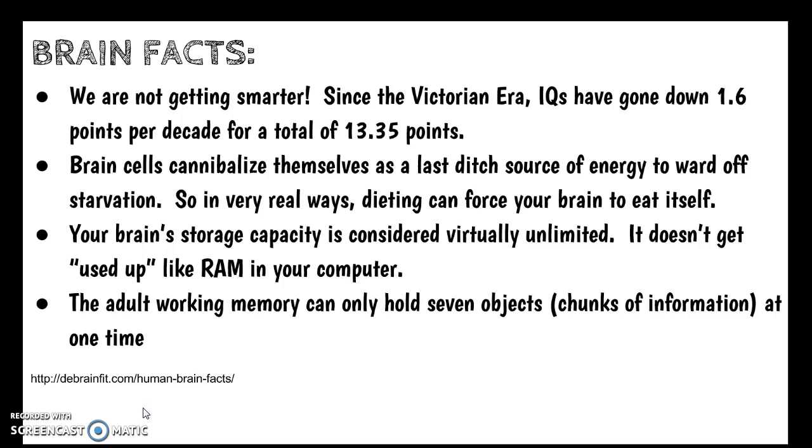A couple of things to know, brain facts. I found these at a website called dbrainfit.com. I found this first one rather interesting because we just studied the Victorian era, but it says, we are not getting smarter. Since the Victorian era, IQs have gone down 1.6 points per decade for a total of 13.35 points.